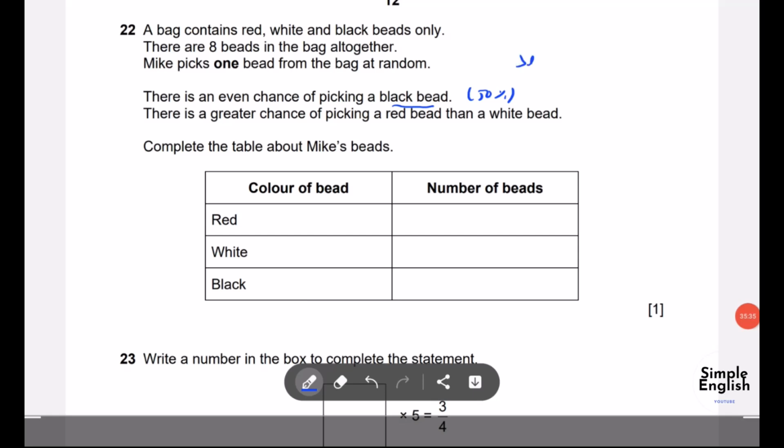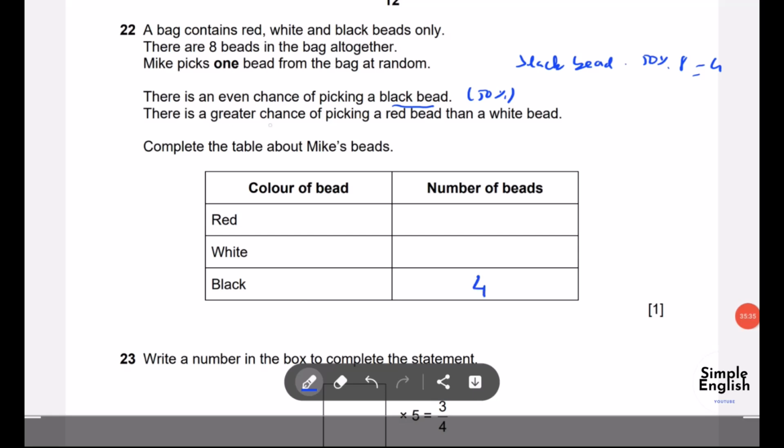So, black bead, 50%. 50% of 8 means 4, right? It means 4. Here, black means 4, right?